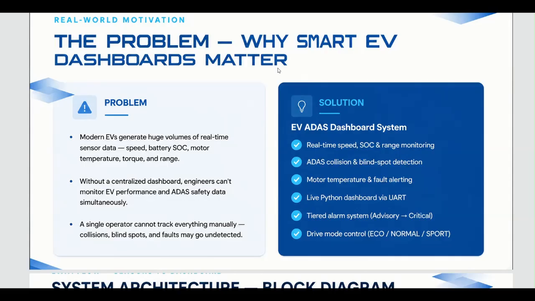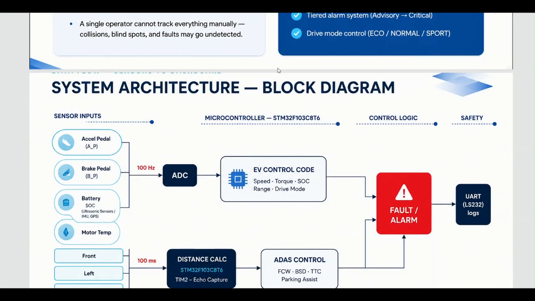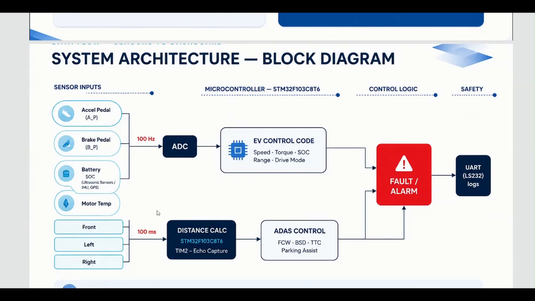Okay, let's move on to the system architecture. This slide shows the overall architecture of the system. Different sensors collect vehicle information such as accelerator position, brake input, battery status (state of charge, SOC), and motor temperature. The STM32 microcontroller processes this information and executes the EV and ADAS algorithms.